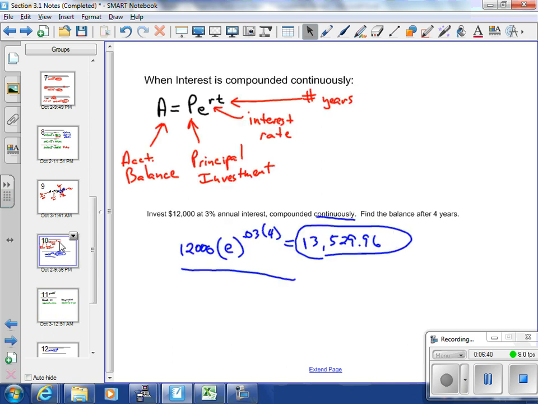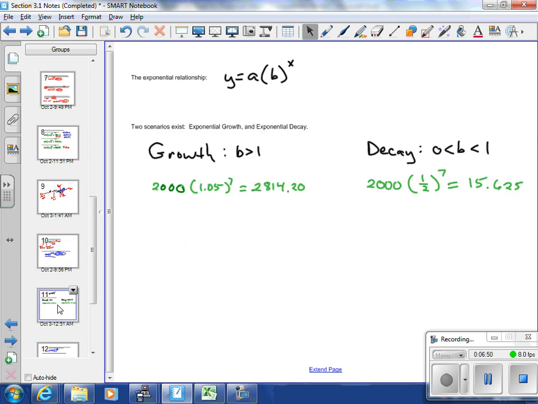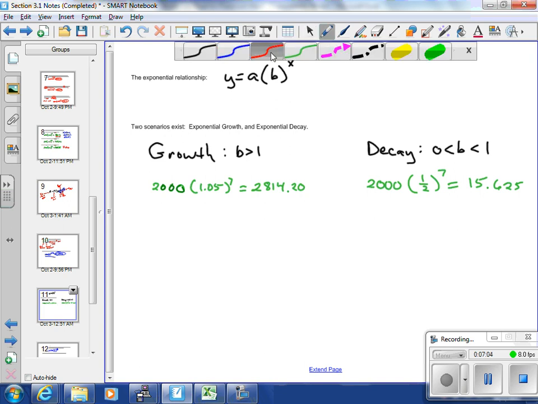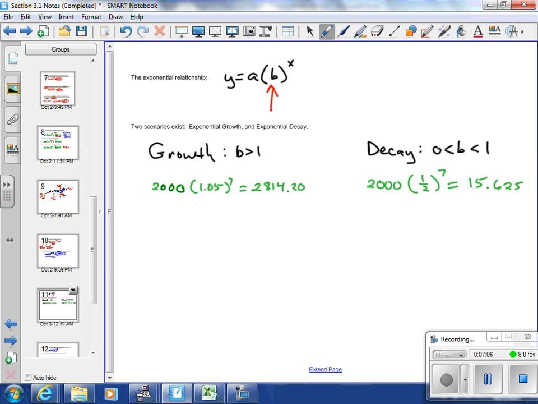Later on we'll go over more of the theory behind why that formula works. For right now, it's just important that you know how to use it. I like to think of the exponential relationship in two basic ways: there's growth and there's decay. The number that we're multiplying by over and over, the b, is what determines it.